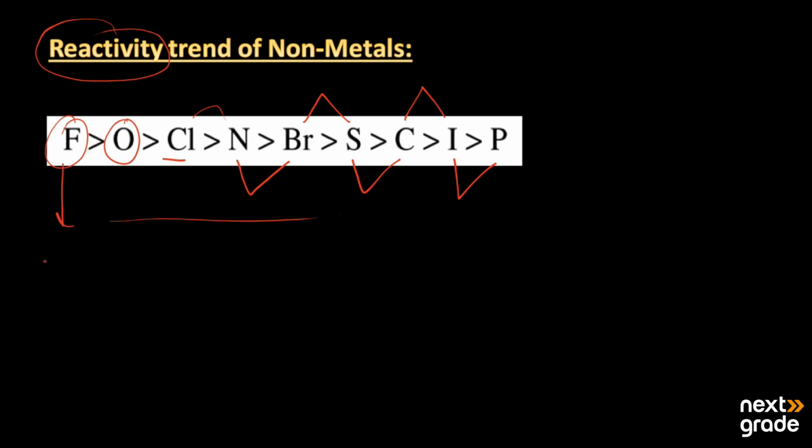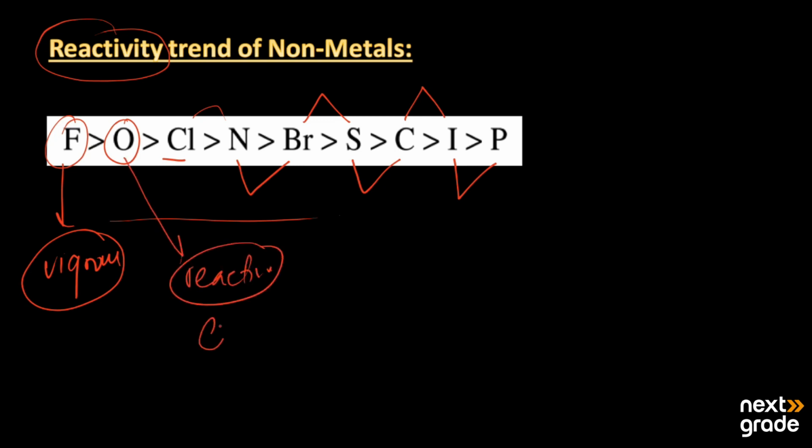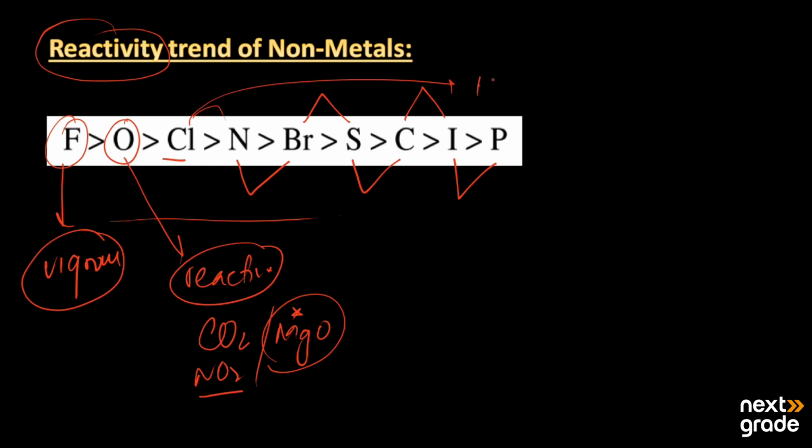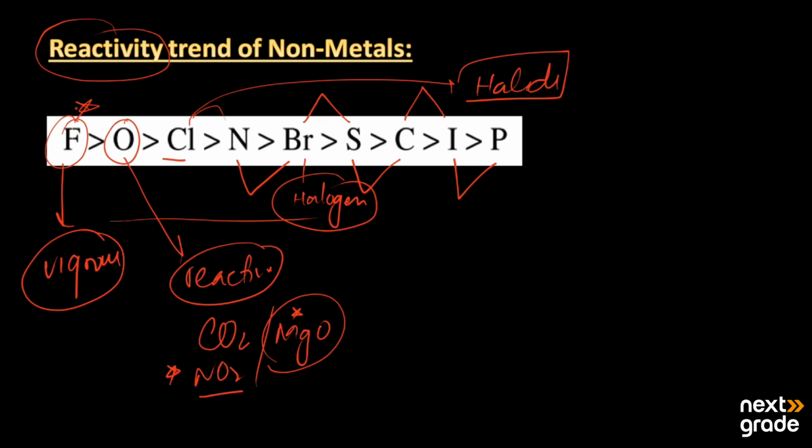Fluorine gives the most vigorous reactions. Oxygen is also reactive to some extent with metals, as it can make oxides, like magnesium oxide. Chlorine may form different types of halides. Nitrogen can make oxides as well as different acids. Bromine is also a halogen, so it can make a lot of compounds. But the reactivity of fluorine is the highest among all the non-metals, which is why it is at the top of the order.